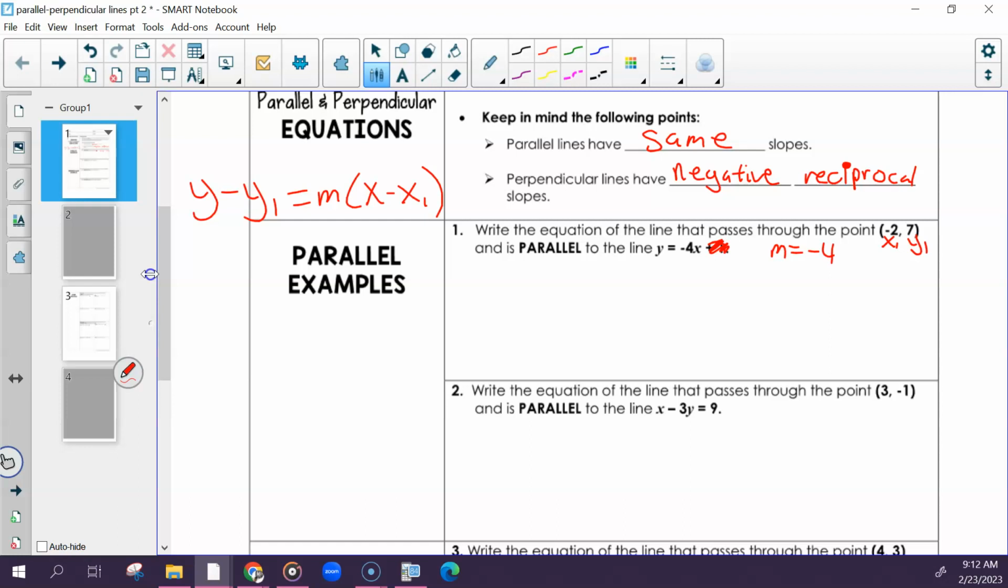Then we're going to take this slope and our point and put it in this format. So y minus 7 equals -4 times x minus -2. If you want to go ahead and change that to a plus, you can. I'm going to do that next.